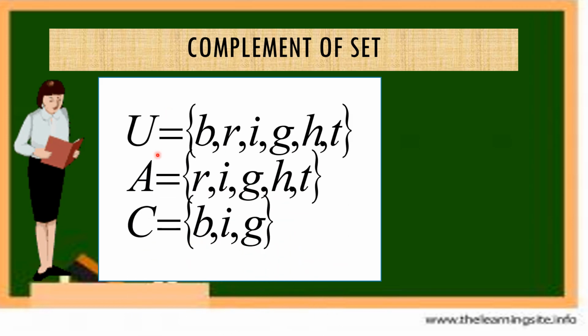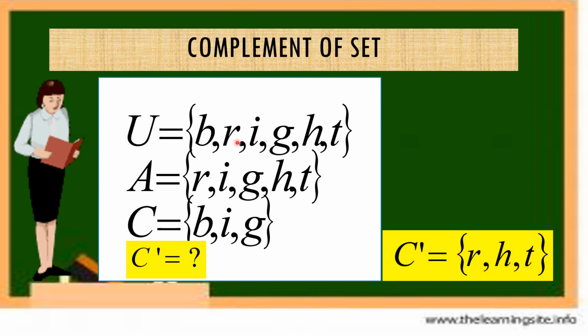So, we have set U is a set whose elements are B, R, I, G, H, and T. Set A is a set whose elements are R, I, G, H, and T. And set C is a set whose elements are B, I, and J. So we need to find the complement of C. What is in U that is not in set C? This is B, I, G. We need to eliminate B, I, and G. Therefore, what will be the remaining letters? The answer is R, H, and T. And that is the complement of C, or C prime.